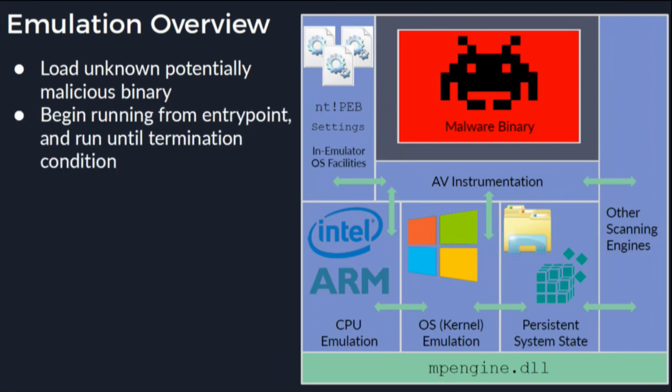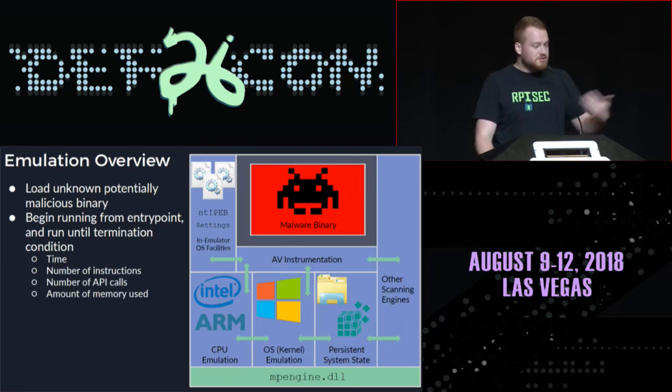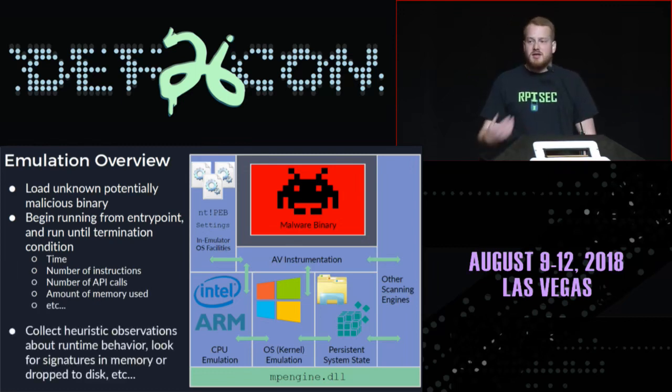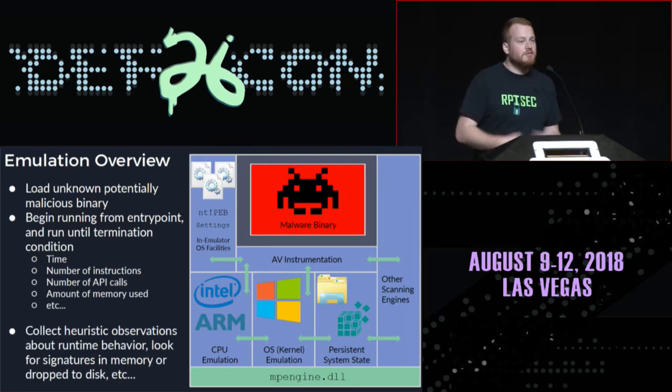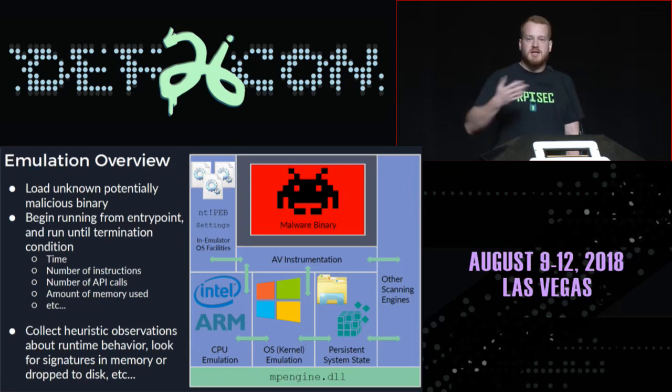You're going to then run the binary in an emulated environment. You're going to have a CPU emulator for the particular architecture of the binary, generally x86. You run that in the simulator, and throughout running, you collect observations, and you terminate it at some point, such as length of time run, number of instructions executed, number of API calls, amount of memory the malware has used, or so forth. Throughout this, you're collecting heuristic observations about the malware's behavior that inform detections. You might also look for things like if the malware calls CreateFile and writes a known malware signature: you'd hook that implementation, and on every CreateFile you would look for, say, a known malware signature or a known malware hash at that point.